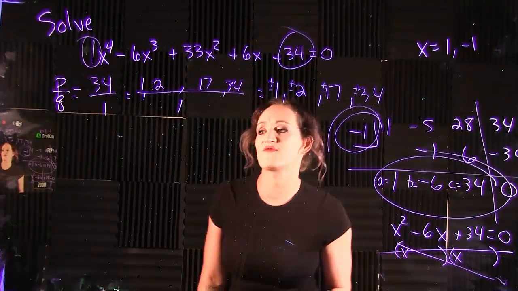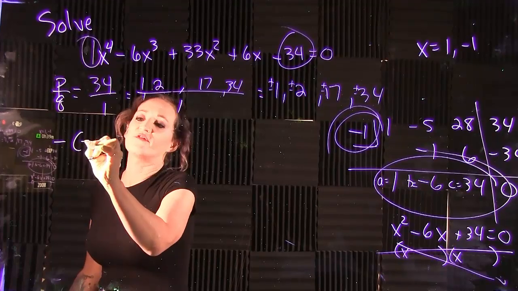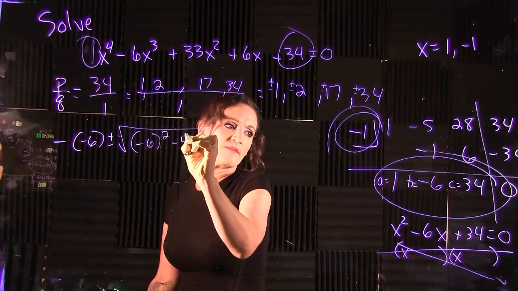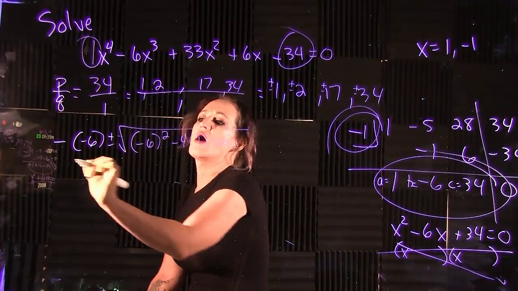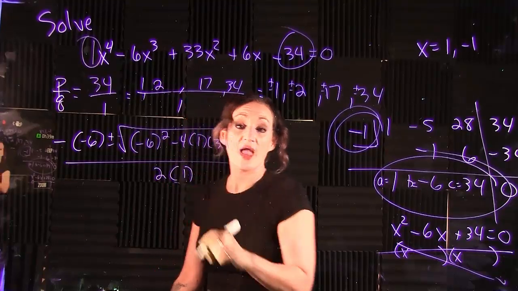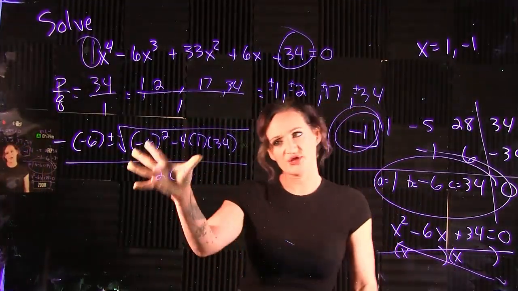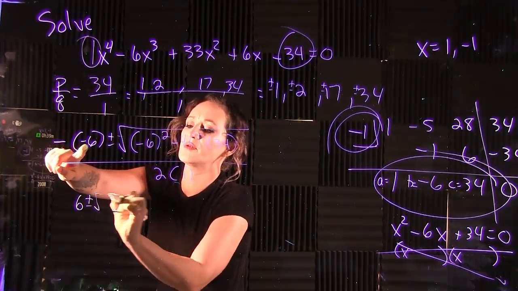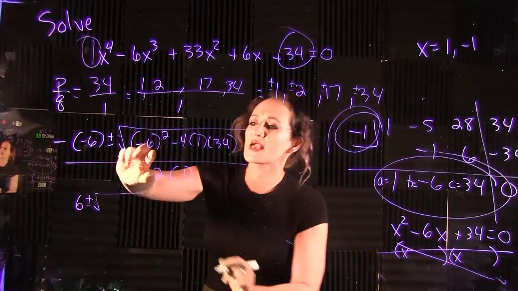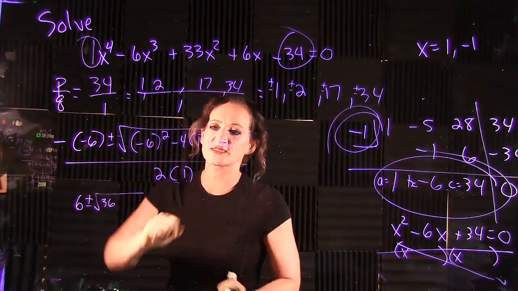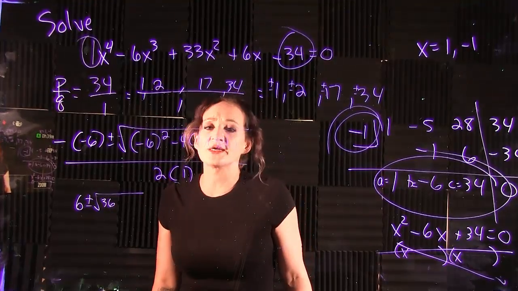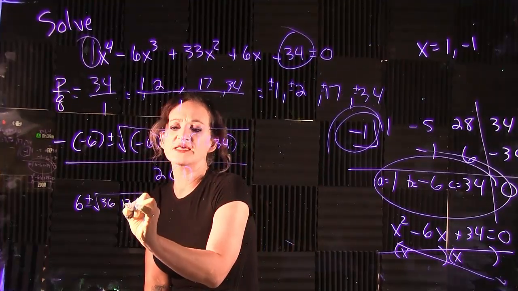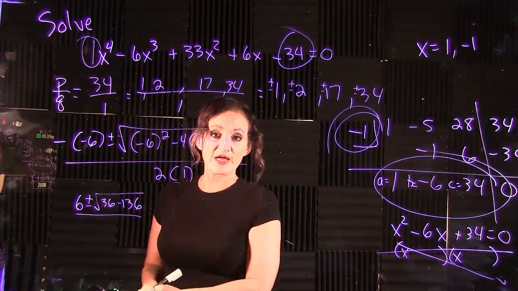Use your coefficients here. Negative B plus or minus the square root of B squared minus 4AC all over 2A. All right, plug A, B, and C into the quadratic equation and simplify. Positive 6 here, plus or minus the square root of negative 6 times negative 6 is 36, minus 4 times 1 times 34, that gives us a 136, I believe. And that's all going to be over 2.